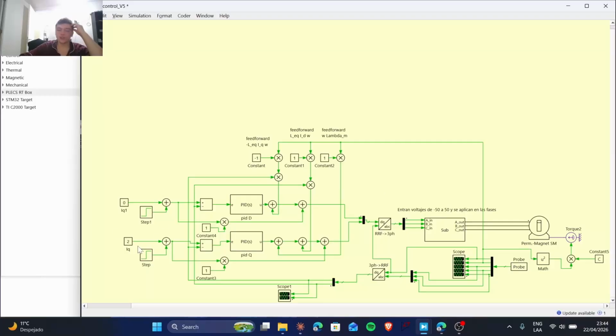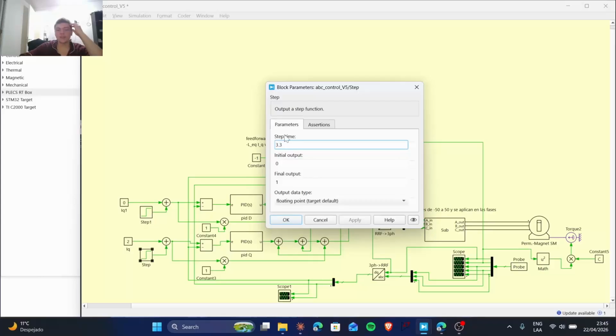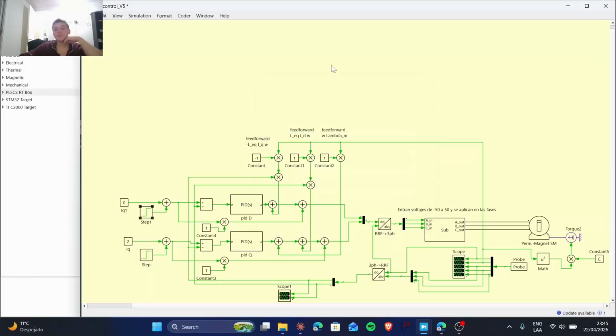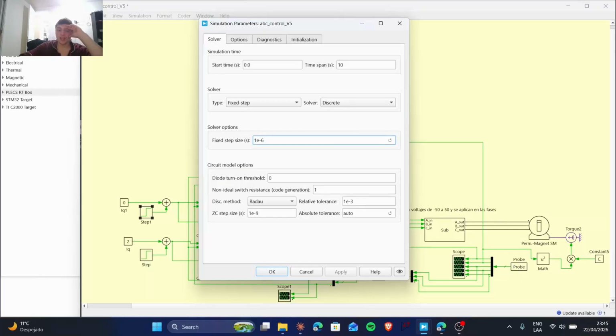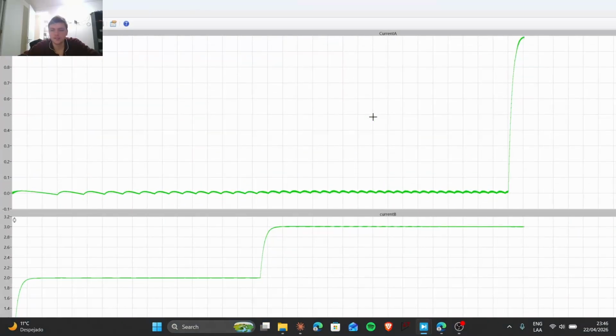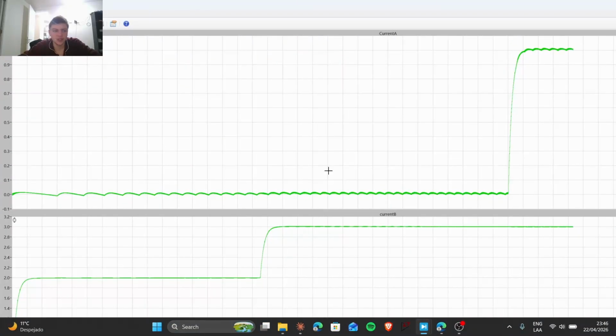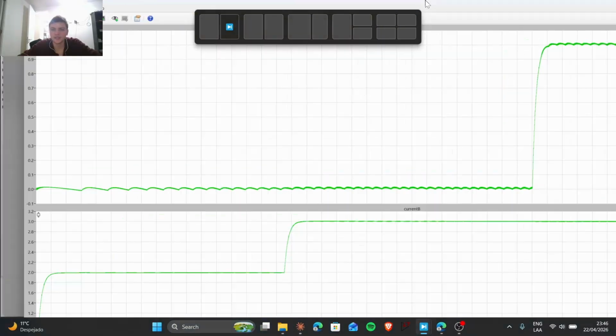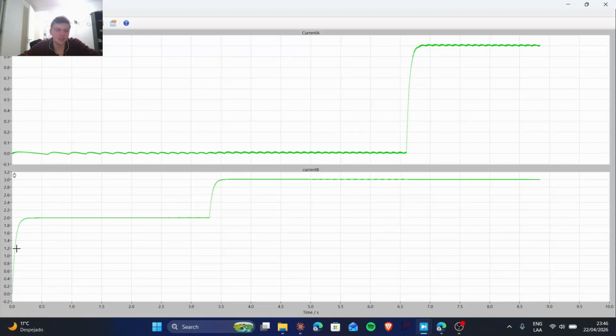That's all. To test our system, we put a constant reference and steps: this step in the quadrature current is at about 3.3 seconds of the simulation, and this other one is at 6.6 seconds. The simulation took 10 seconds. We're simulating with a step of about 1 microsecond because the system is more stable. It takes a lot of time, but this is the signal.